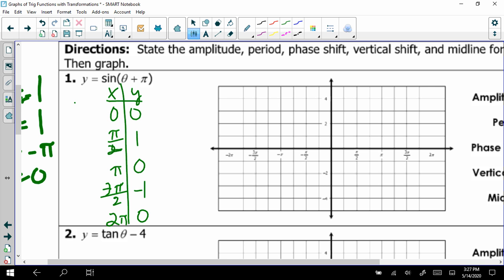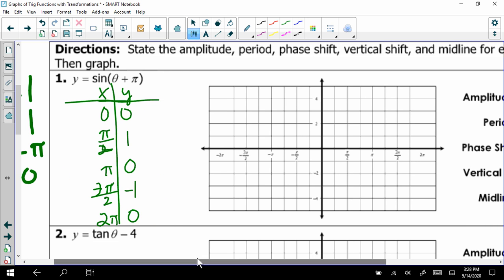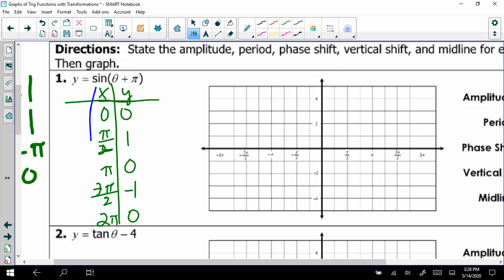Now, transformation-wise, the only thing that changed from my parent function is C. C affects the domain. So I am going to add negative pi to my domain. Right here, this is my C value. I'm adding a negative pi, so I'm subtracting pi. So 0 minus pi is negative pi. Pi over 2 minus pi is negative pi over 2.